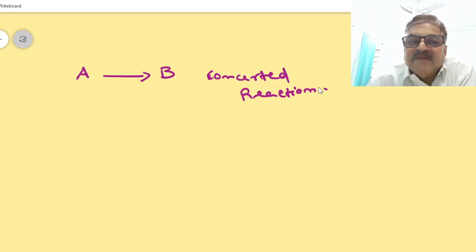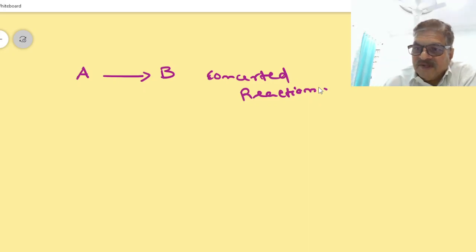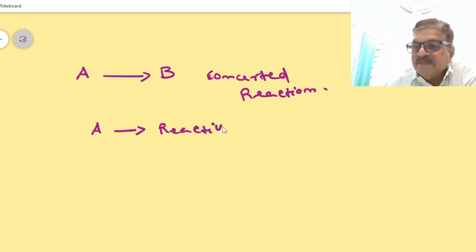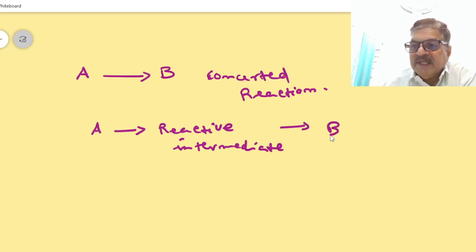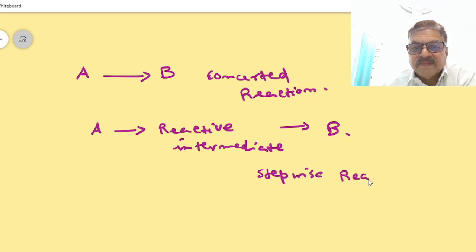But generally this is not the situation here. There will be stepwise reactions. Stepwise reaction means A will be converted into some reactive intermediate, then it will give a product B. A stepwise reaction involves more than one step. The first one is a concerted reaction, and this is a stepwise reaction.